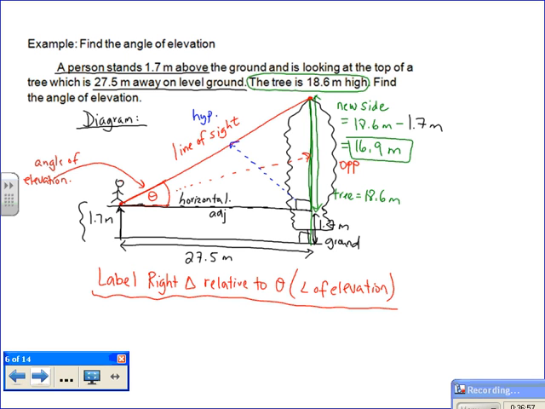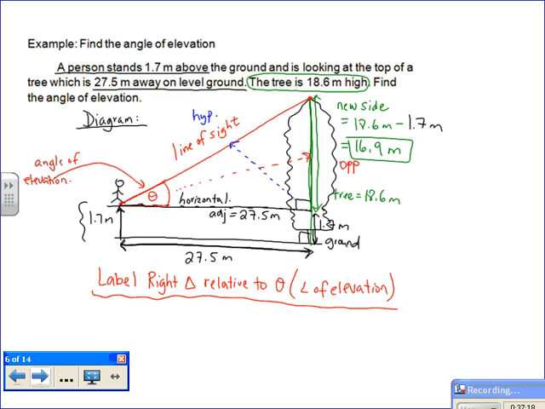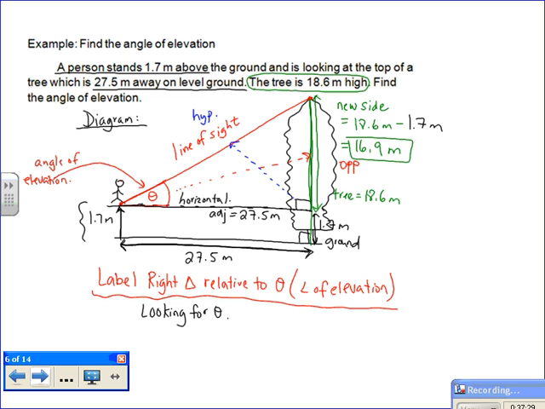There's my adjacent side. And I know that the adjacent side has the same distance as before, from the bottom of the tree to below where the person was standing. So it's still equal to 27.5 meters. Now I can go ahead and solve for theta. I'm looking for theta, my angle of elevation. Let's think about what I have. If you look at your diagram, I have the adjacent side and I have the opposite side.